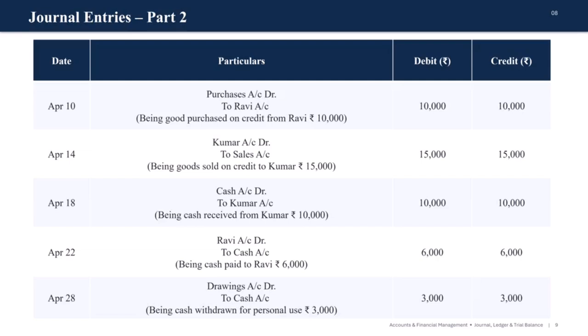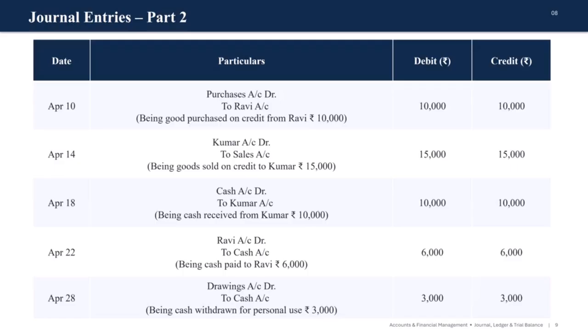Now let me explain each transaction one by one. On April 10th, the business purchased goods on credit from Ravi for 10,000. So purchases account is debited because goods are coming into the business, and Ravi account is credited because he becomes our creditor. On April 14th, the business sold goods on credit to Kumar for 15,000.